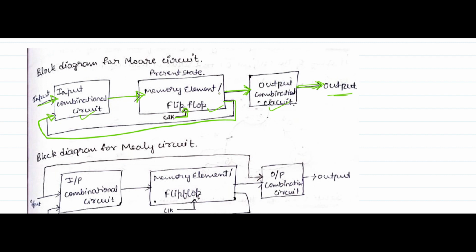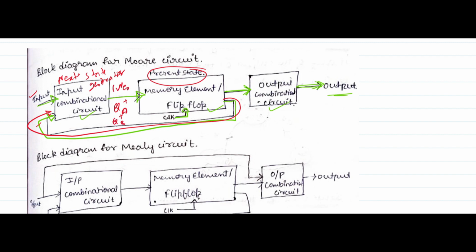So what I'm doing is using the present state, giving it to my input combinational circuit, along with the input. Because this is now the present state, from this input and present state, this will generate the next state. So we call this input combinational circuit the next state generator.